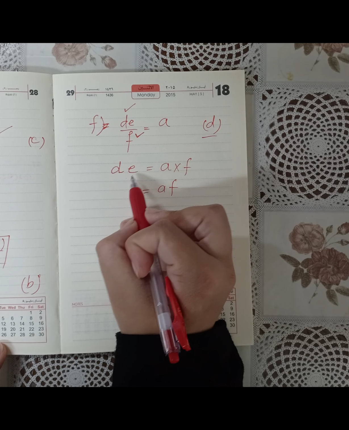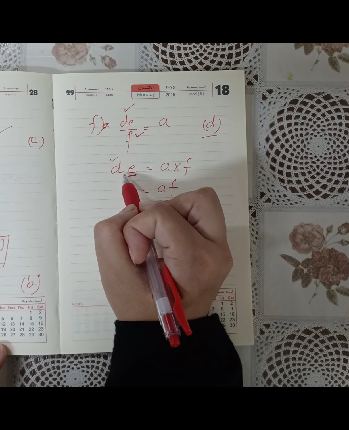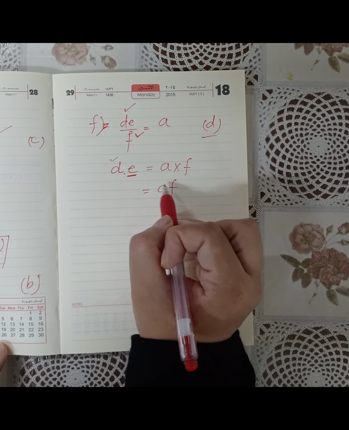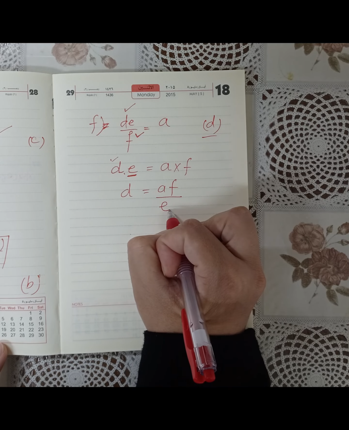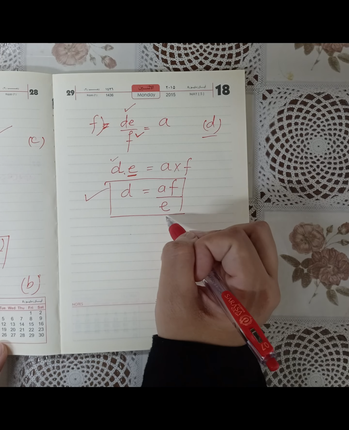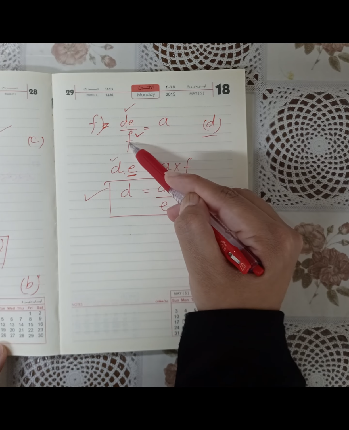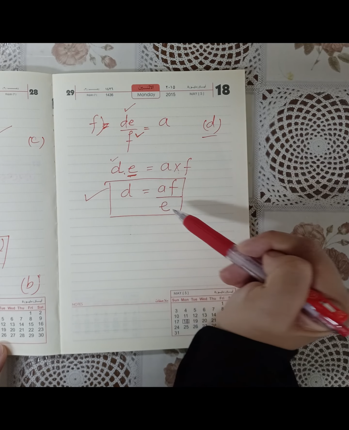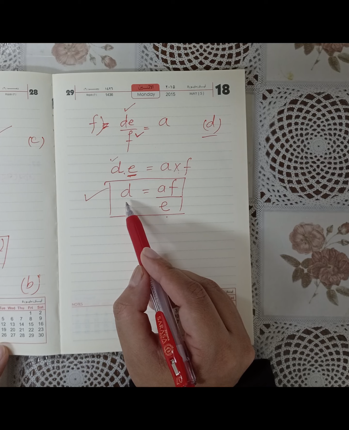And now I have to find D. So I will get rid of this E that is being multiplied over here. If there is nothing, that means it is multiplied. So E will divide on the other side. I can write AF over E equals D. Now our D is AF over E. So we get our formula for the subject D.